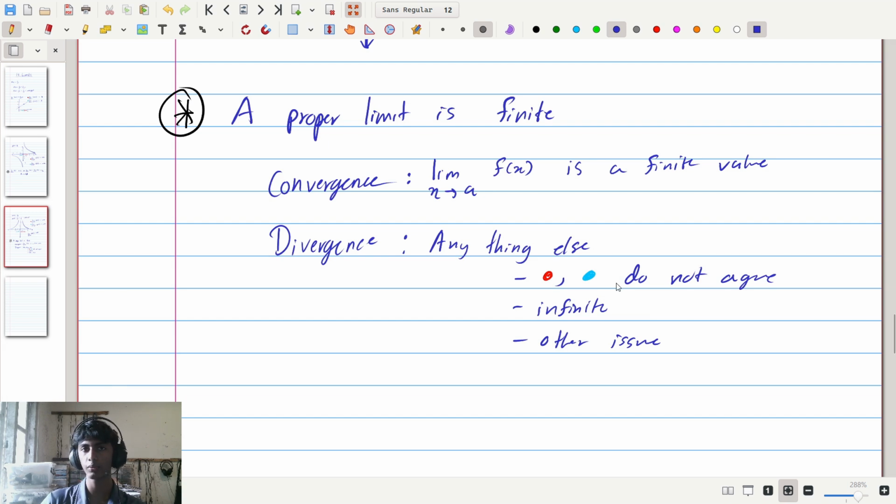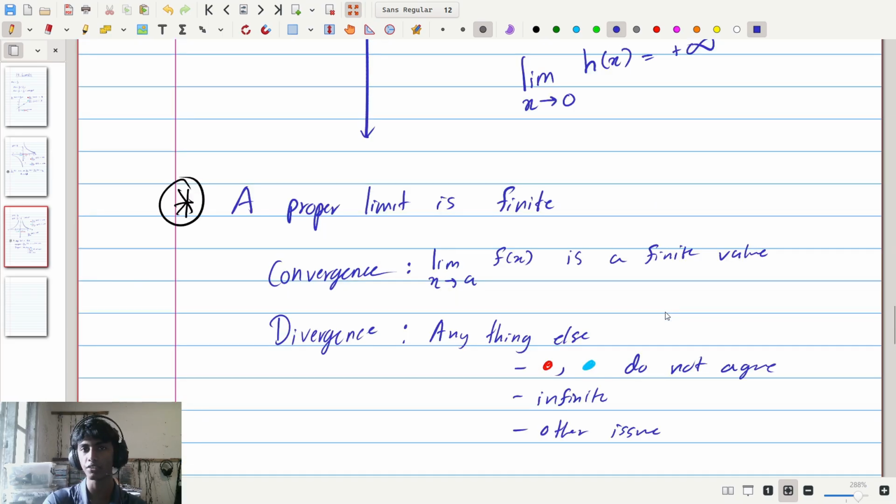So if someone tells you that the limit as x approaches a of f(x) is convergent, what they mean is that from the right side and from the left side, the red limit and the blue limit, or the positive side limit and the negative side limit, agree on the correct value, and the value is a finite value. In that case, the limit is convergent.